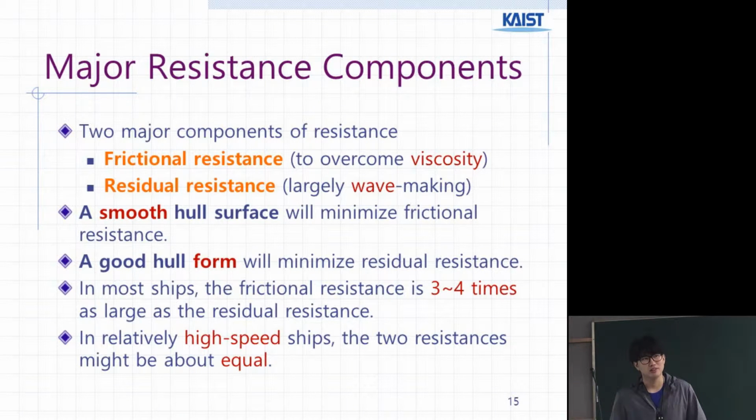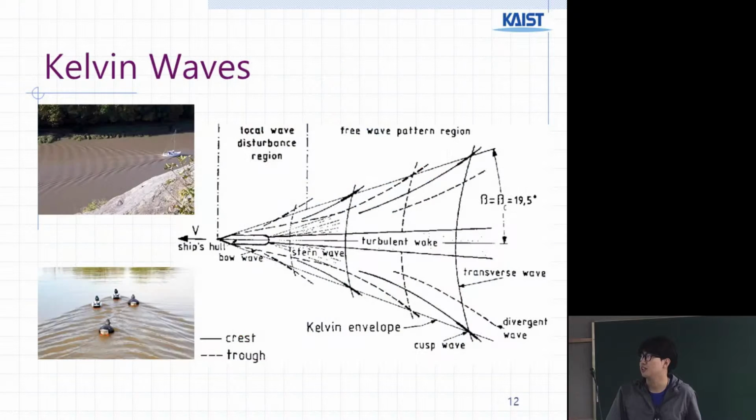Okay, good afternoon. This is my lecture time. I am Seungwhan. We learned about the resistance of a ship. I will explain again about the major resistance components. The two major components of resistance are, first, frictional resistance, to overcome viscosity, and second, residual resistance, largely wave making.